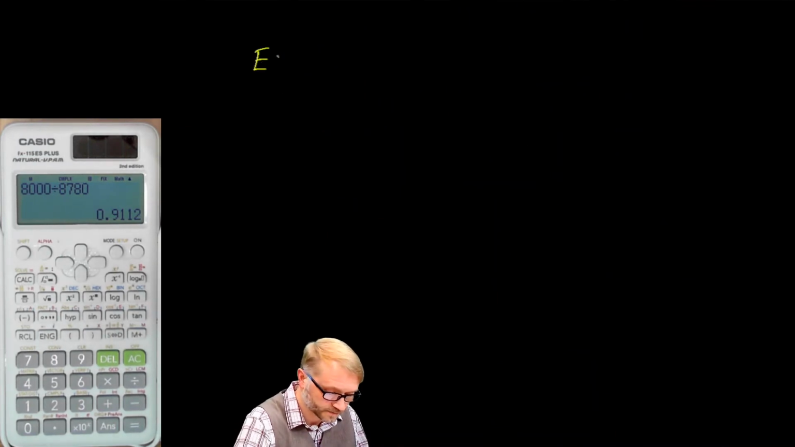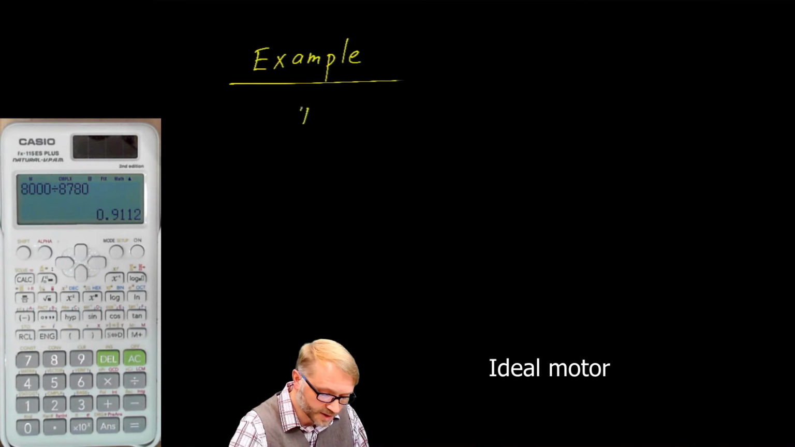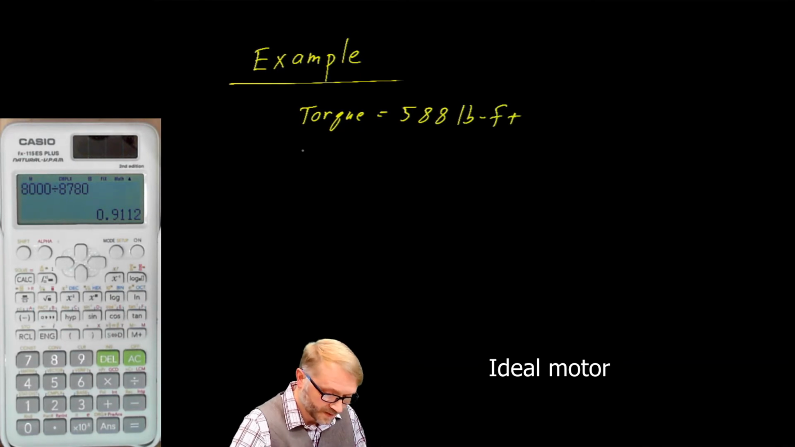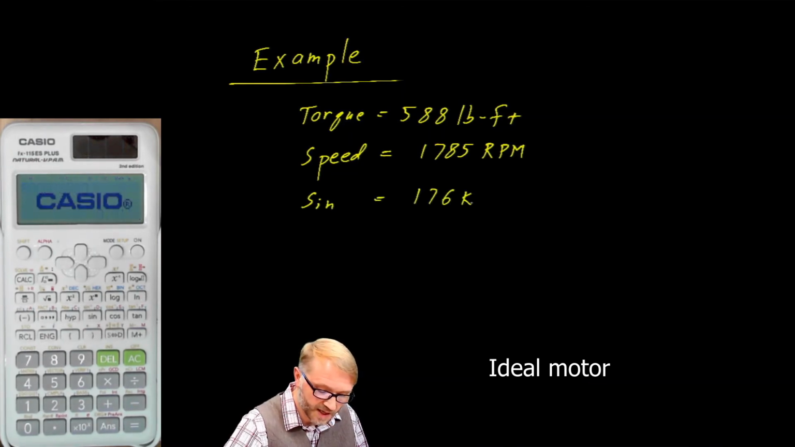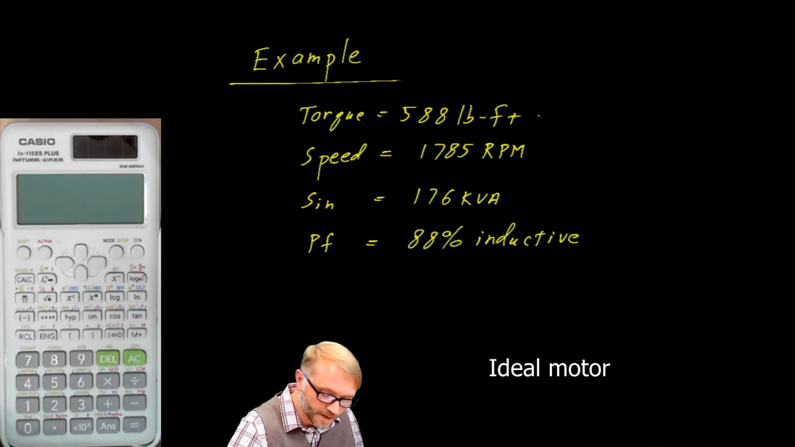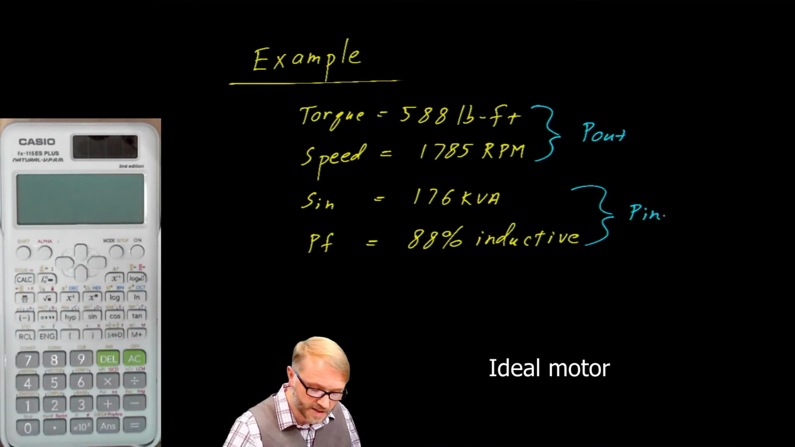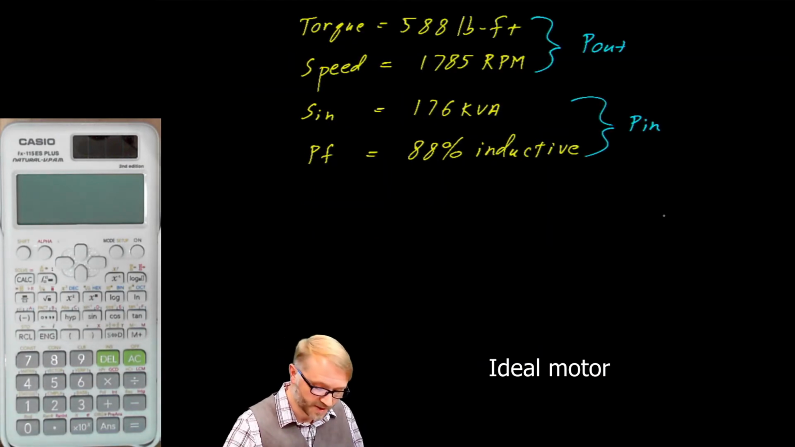For example, you're given a torque of 588 foot-pounds, a rotational velocity of 1785 RPM, a power in of 176 kVA, and finally a power factor equal to 88% inductive. If you put these two together, you can find your power out. If you put these two together, you can find your power in. And at this point, it becomes a bookkeeping problem.